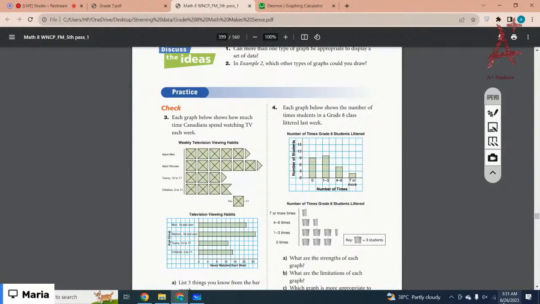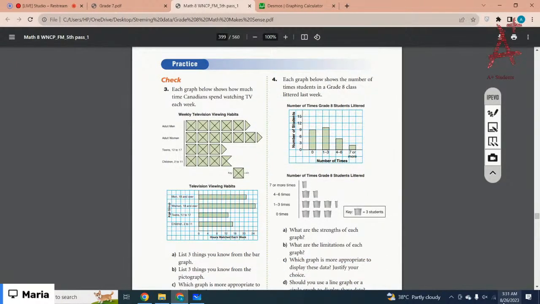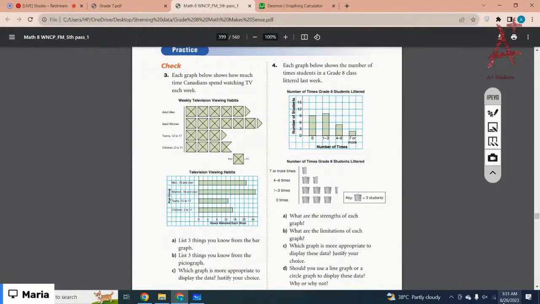Let's start with question number 3. Each graph below shows how much time Canadians spend watching TV each week. Okay, so you are given two graphs, right? List three things you know from the bar graph. List three things you know from the pictograph. Okay, here is the bar graph, right?